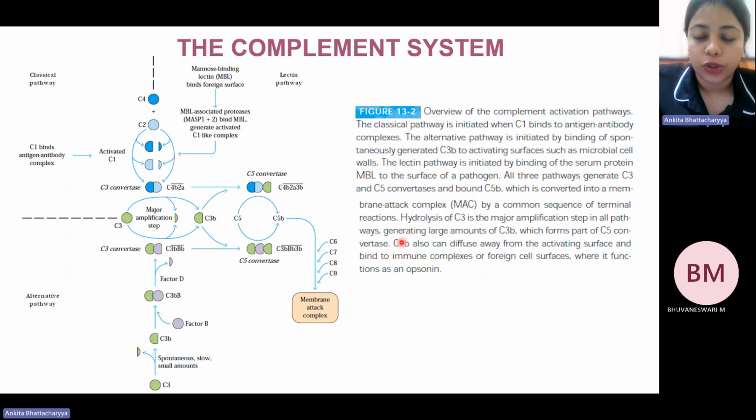What we also see from the legend is that the C3b is also capable of diffusing away from the activating surface, and it can bind to other cell surfaces as well, and then its job will become to serve as an opsonin.